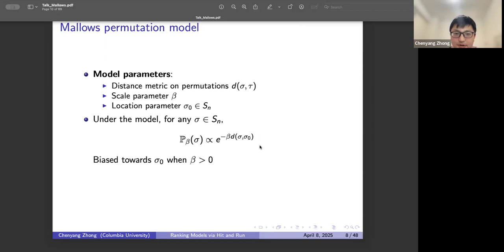Okay, and for convenience, in this talk, we are going to focus on the regime where beta is positive. This will make the model centered around sigma 0. And we are going to assume that the central permutation sigma 0 is just the identity permutation. However, I want to comment that the hit and run algorithms that we develop also work for general scenarios, even if we are considering general real values of beta and a general central permutation sigma 0, the hit and run algorithm still applies.